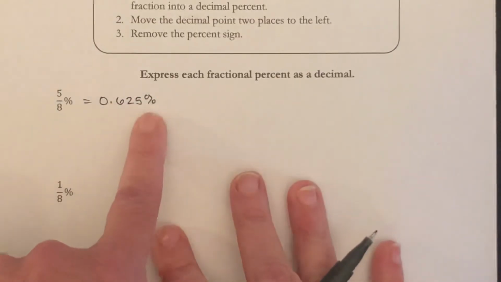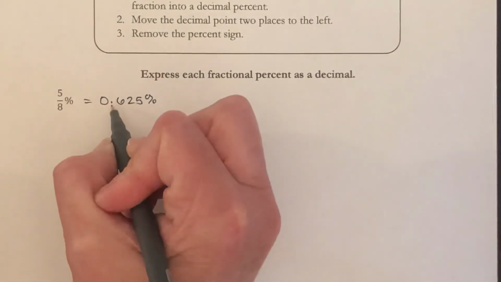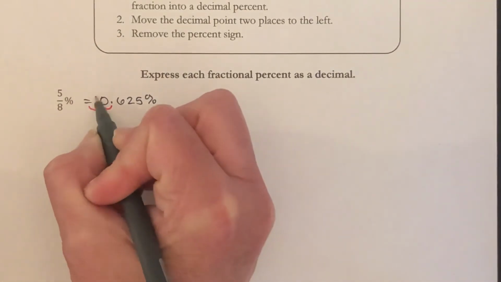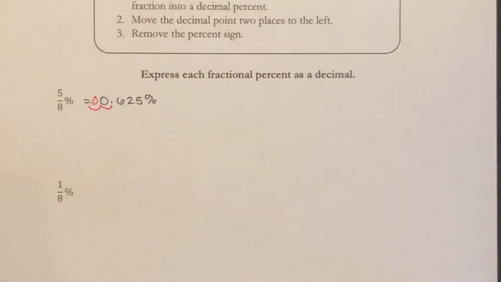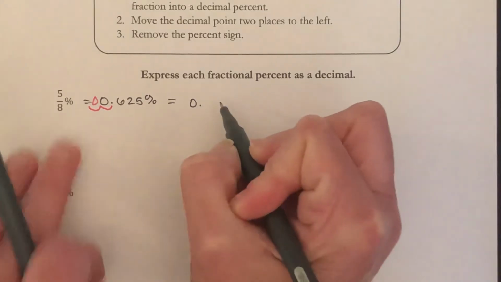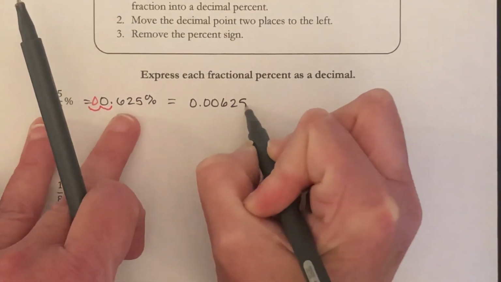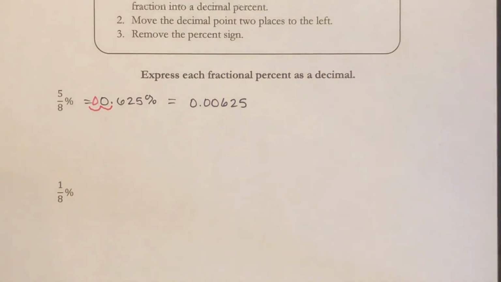Now to convert a percent into a decimal, we need to move our decimal place 2 places to the left. So 1 and then 2. I need to fill in another 0 here. So this is 0.00625. When you have a fractional percent, you're going to end up with a lot of zeros in your decimal when you do the conversion. Okay, let's do the same thing here for 1/8%.